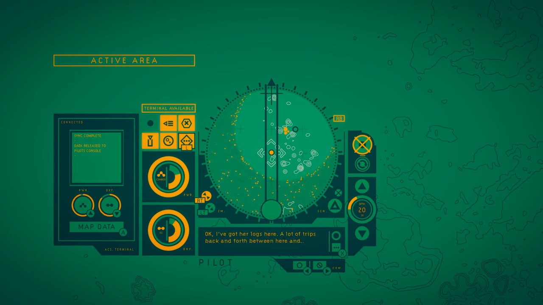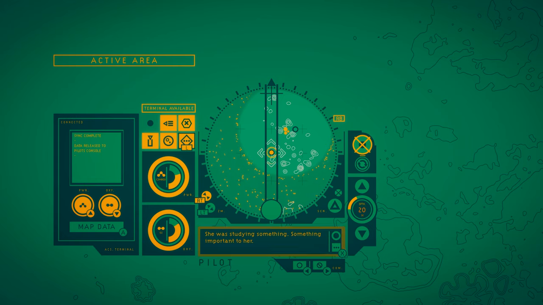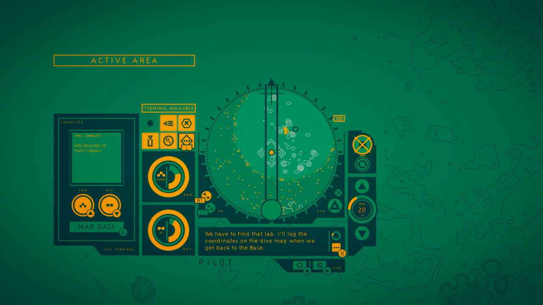Okay, I've got our logs here. A lot of trips back and forth between here and a laboratory? That means she must have set up a remote lab somewhere deeper into the bloom. She spent months making trips to it, ferrying some materials from elsewhere in the bloom to there. She was studying something. Something important to her. We have to find that lab. I'll log the coordinates on the dive map when we get back to the base.